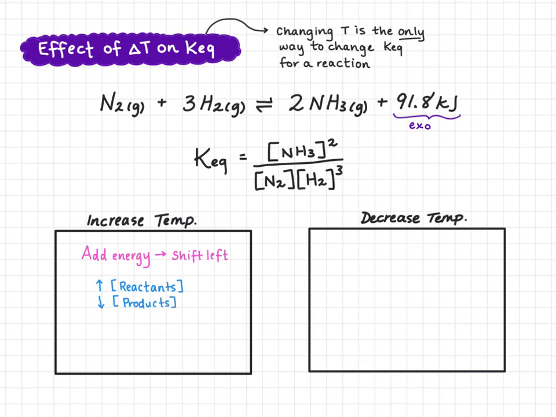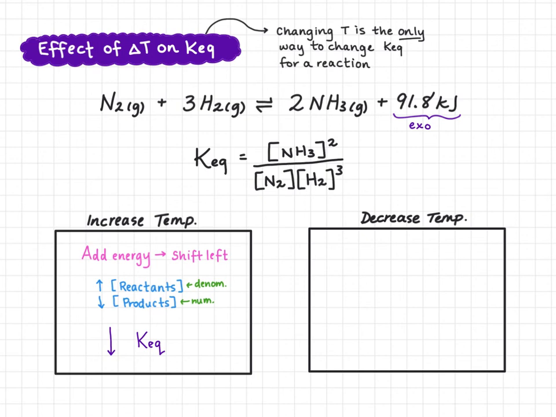Our reactants are the denominator in our fraction, in our equilibrium expression. Our products are the numerator. So if we decrease the numerator and increase the denominator, that's going to lead to an overall decrease in the value of KEQ. We can do the same thing for if we decrease the temperature.